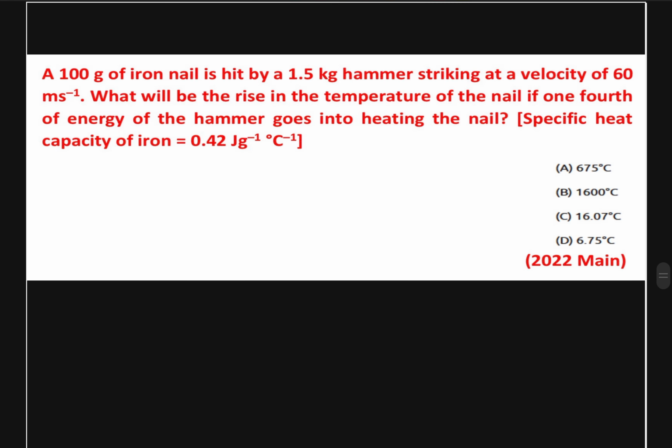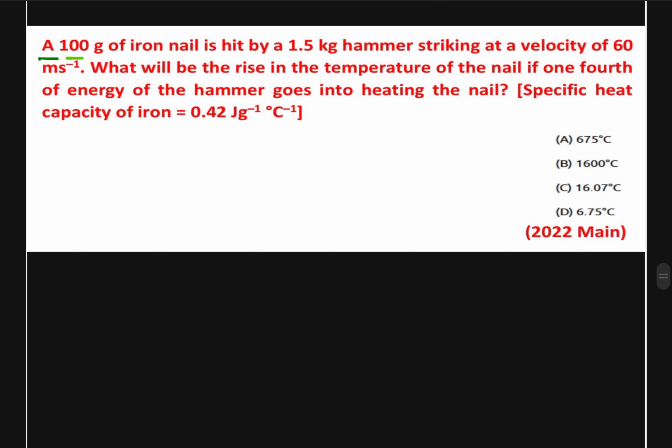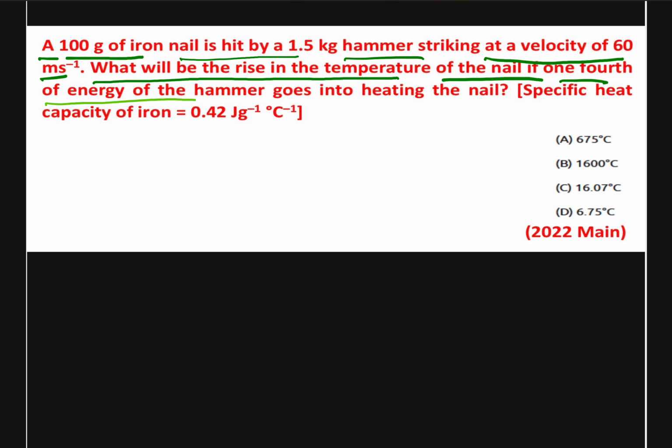It states that a 100 gram iron nail is hit by a 1.5 kg hammer striking at a velocity of 60 meter per second. What will be the rise in temperature of the nail if 1/4 of the energy of the hammer goes into heating the nail? This is once again the conservation of energy, because the hammer has a velocity, so it is going to have kinetic energy, and 1/4 of that kinetic energy goes into the heating part.